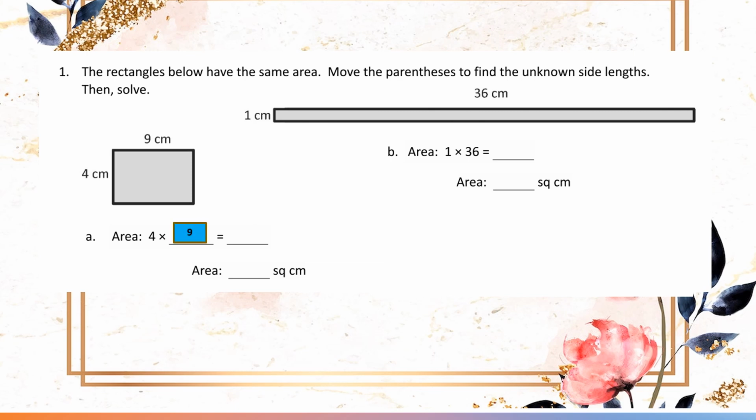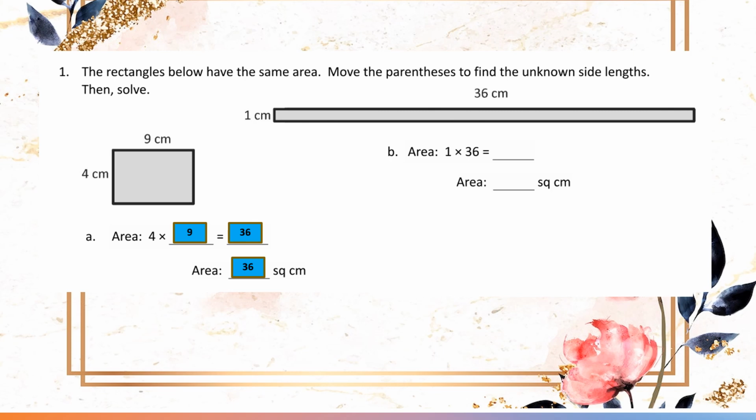So our area equation is 4 times 9. What is 4 times 9? If you said 36, you're absolutely correct. So that means that our area is 36 square centimeters. Make sure you have the correct numbers written in the blanks. Okay, now let's move on to letter B.